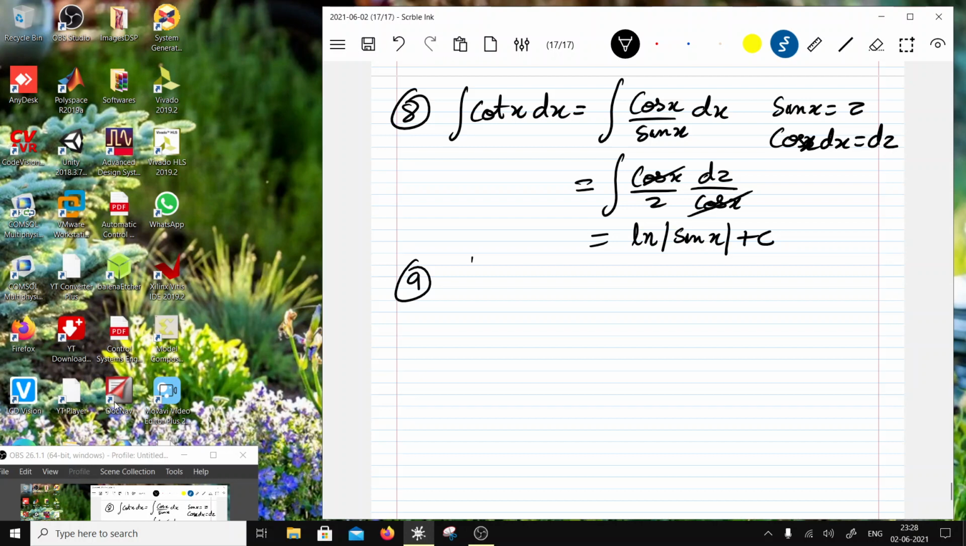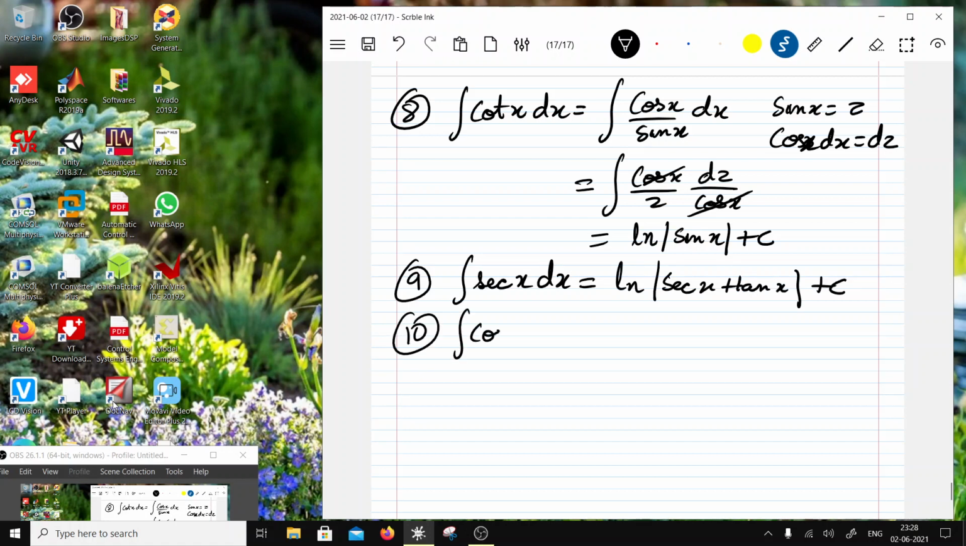The next one, I'm not going to prove this one, this is more involved. Integral of sec of x dx is equal to log of sec of x plus tan of x plus c. Then I have got integral cosec x dx. This will be equal to log of cosec x minus cot x plus c.